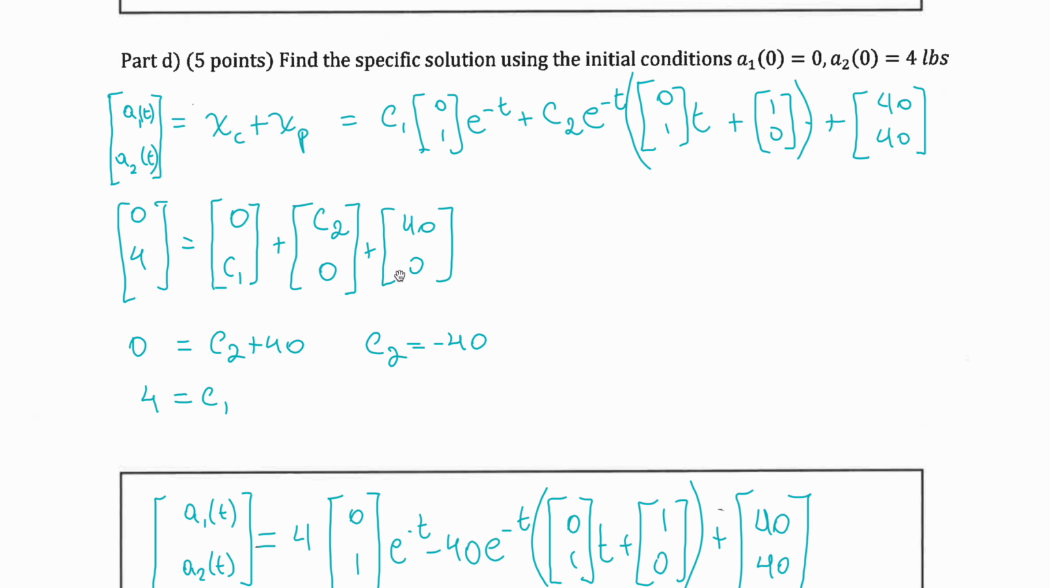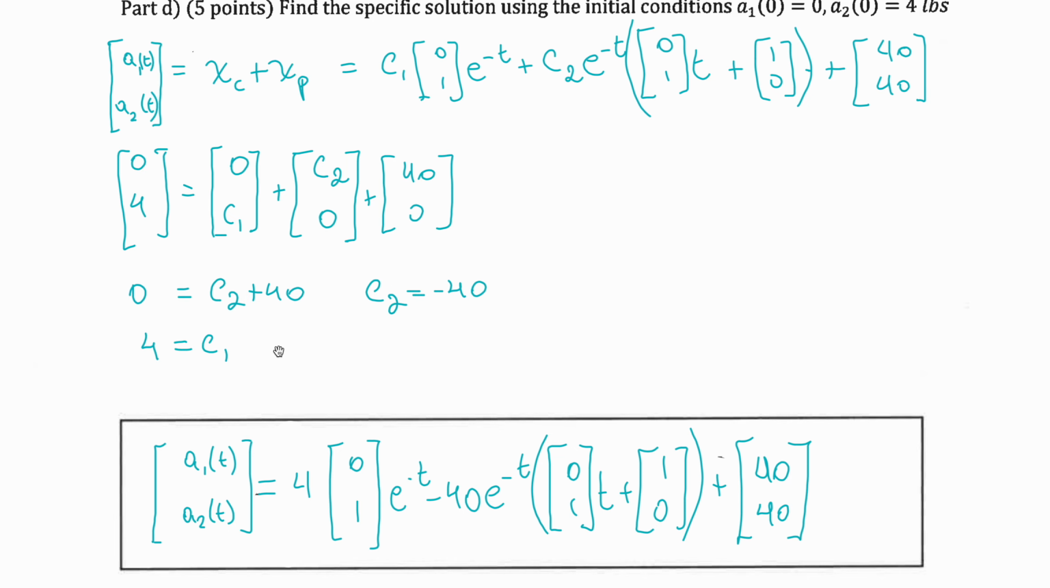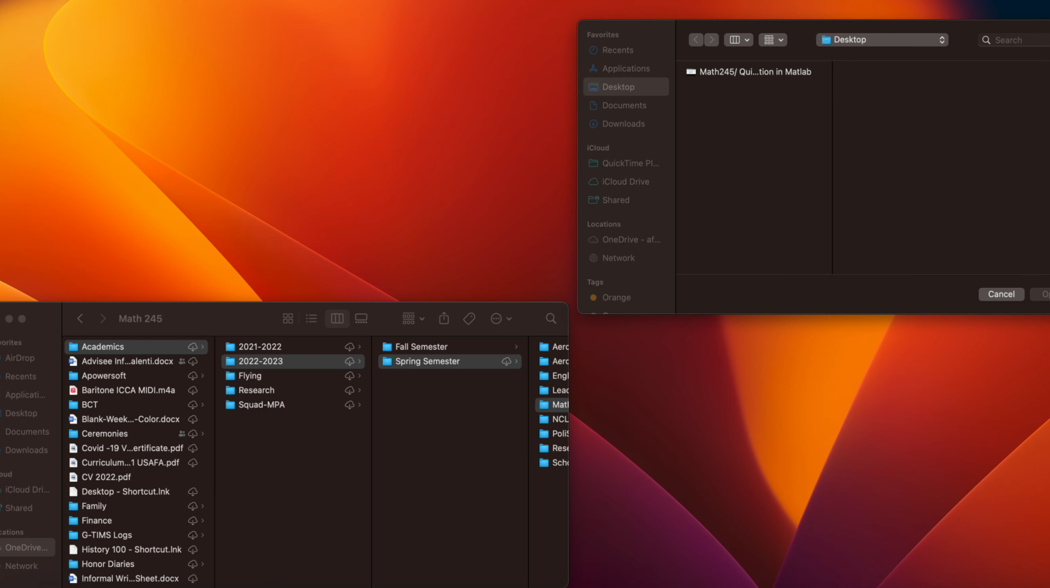So this is a good lesson. Here we were supposed to have a 40 and we'd get C1 is equal to 36, which is what we have over here, or negative 36. Yeah, negative 36. And C2 is equal to negative 40. So this should be negative 36.